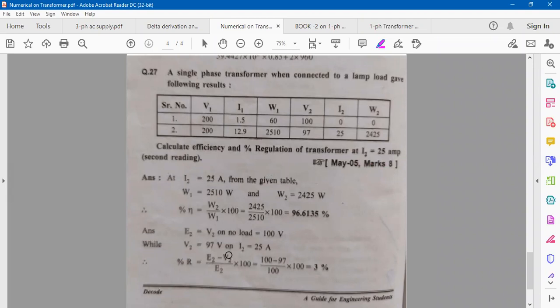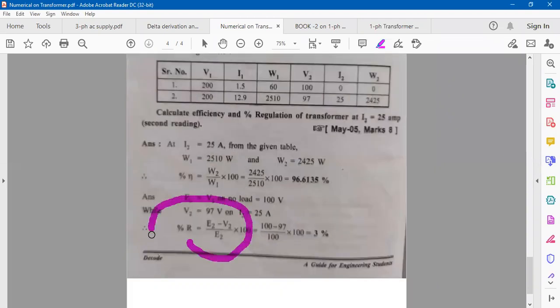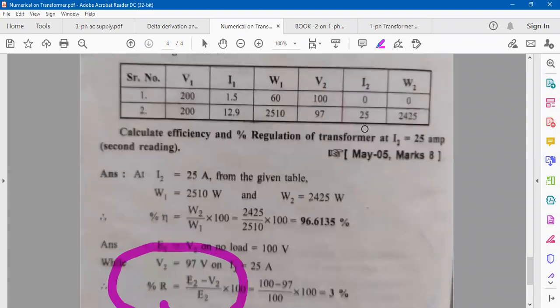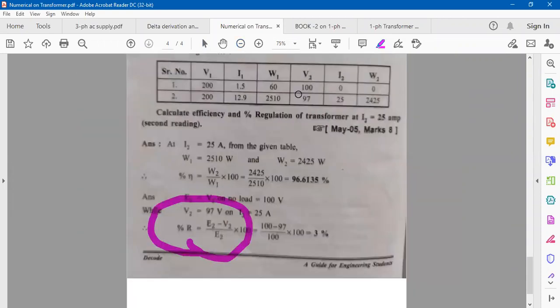See here, this is the formula. So what will be the value of E2 you will take? E2 will be how much? 100. 100 volt, correct. Everyone can see here at no load the reading value of V2 is 100, and that is E2. So (100 minus 97) upon 100 into 100, 3% voltage regulation. Okay, got it?